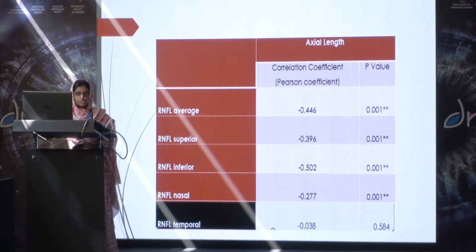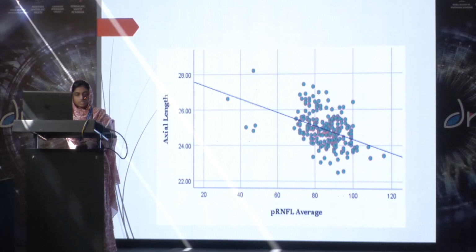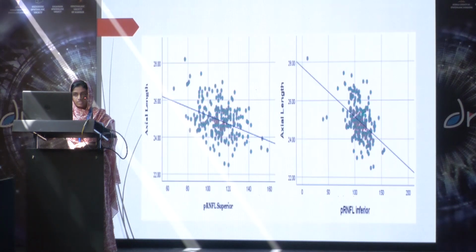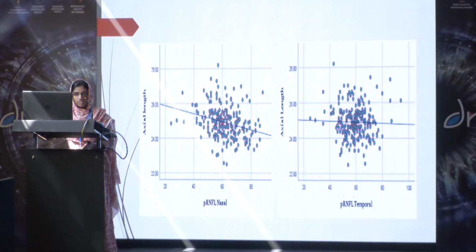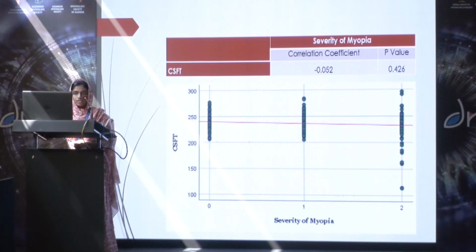But in RNFL thickness in temporal quadrants, even though there is a negative correlation, it is not statistically significant. The graphical representation shows a negative trend in the average RNFL thickness and the RNFL thickness in the superior, inferior, and nasal quadrants, but temporal does not show a negative correlation. On comparing the severity of myopia with central subfield foveal thickness, it showed a negative correlation, but it is not statistically significant. That is, no correlation between the severity of myopia and CSFT was seen.